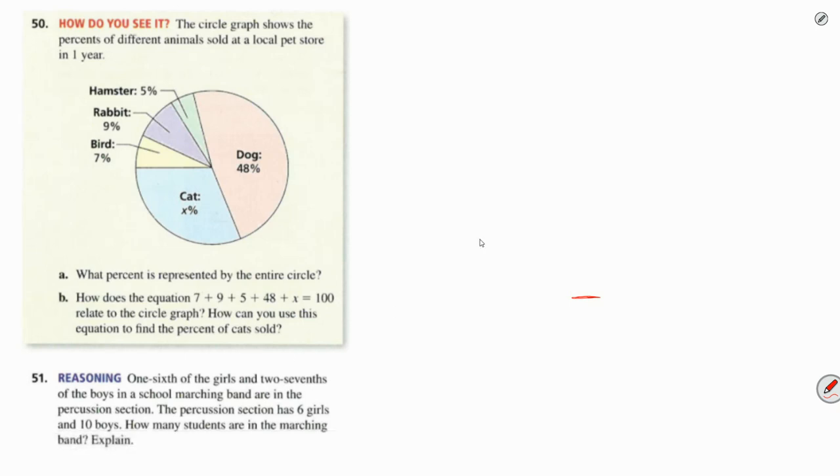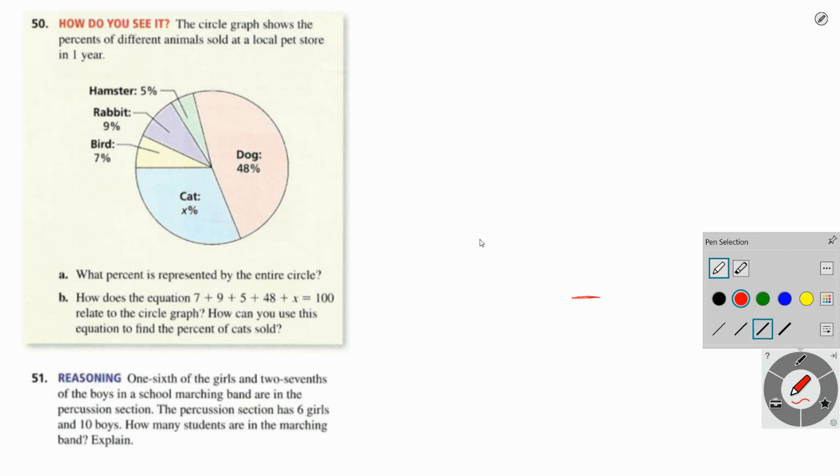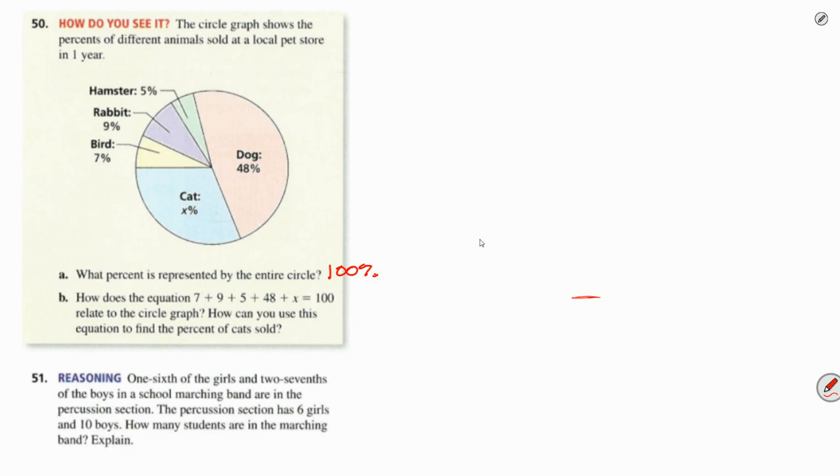The circle graph shows percents of different animals sold at a local pet store in 1 year. What percent is represented by the entire circle? This is supposed to just be prior knowledge, where you know that a circle graph always represents 100%. How does the equation 7 plus 9 plus 5 plus 48 plus x equals 100 relate to the circle graph? Well, 7 plus 9 plus 5 plus 48 plus x makes up the entire circle. From there, we could set it up to equal 100% and then solve.